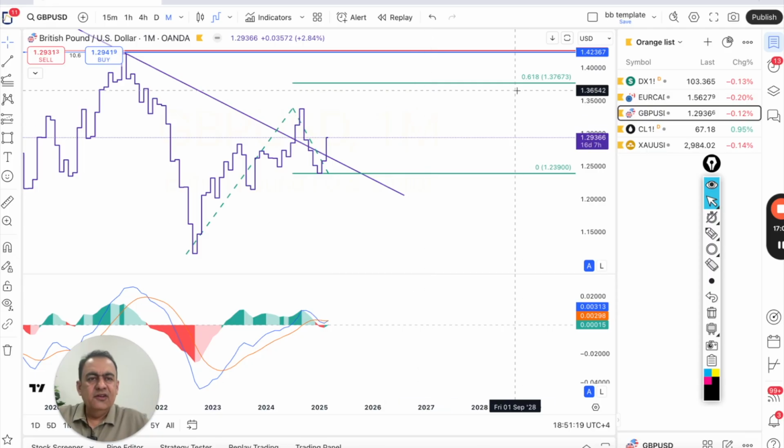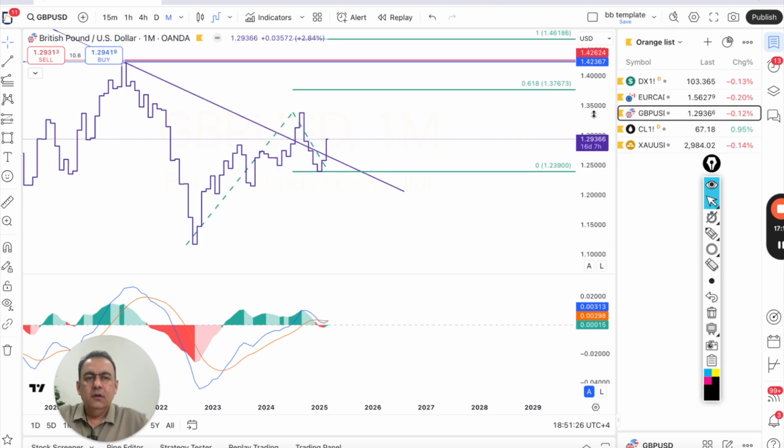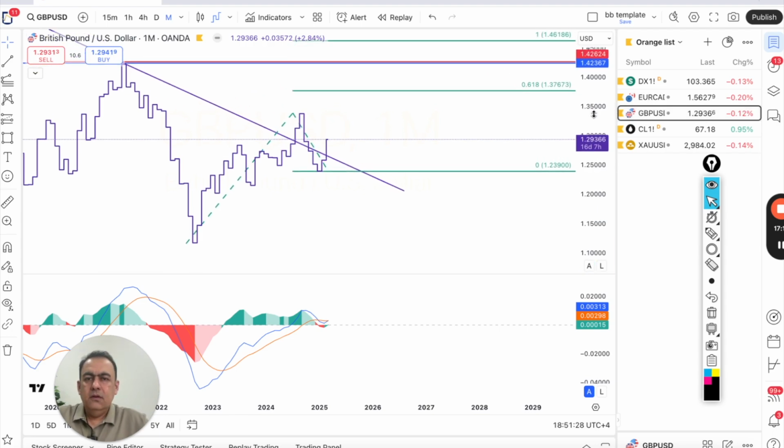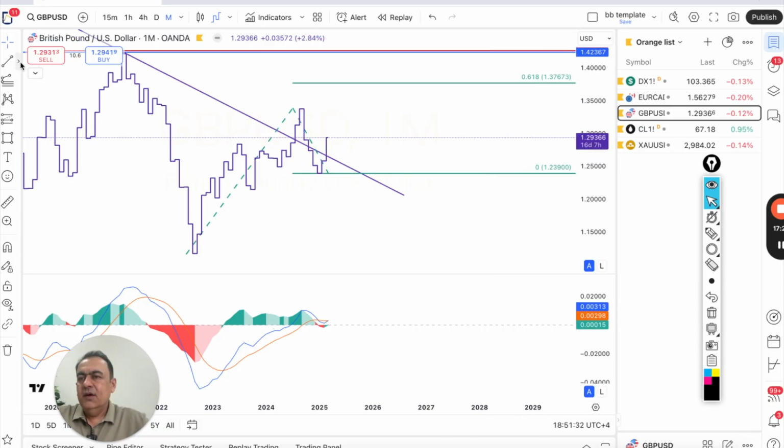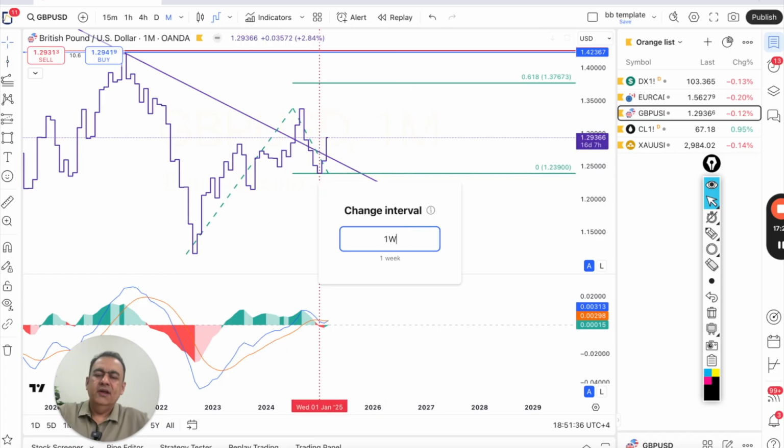So the first extension target is 1.3767. So right now we are at 1.2936. Okay, we are quite far off from the first target. Let's apply vertical line on point C and move to the next lower time frame, that is weekly.